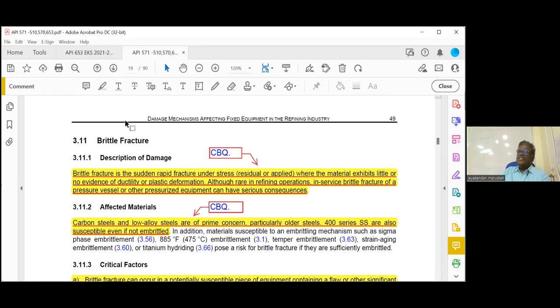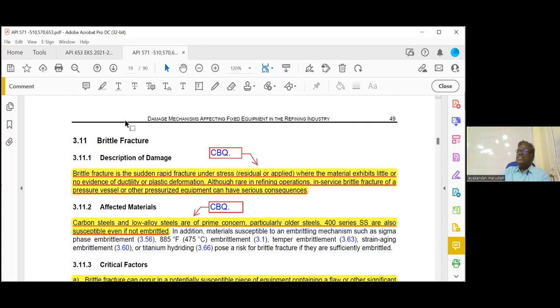The next one is the thickness. Will high thickness or low thickness have a brittle fracture problem? High thickness. When the thickness increases, brittle fracture possibilities are high. As per 653, when the thickness is less than half an inch, brittle fracture possibilities are very low. The third one is the grain size. Which one will have a brittle fracture possibility, coarse grain or fine grain? Coarse grain, because fine grain has more toughness, and more toughness means less brittle.